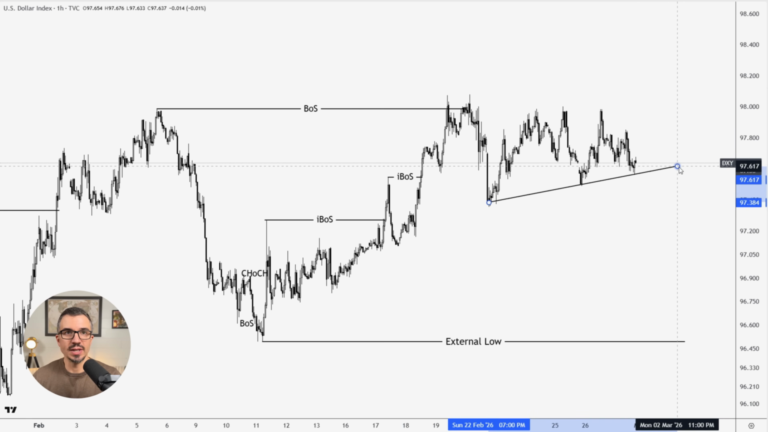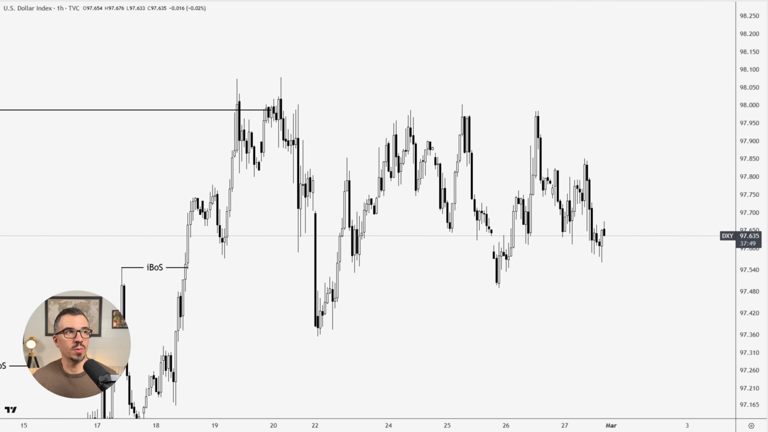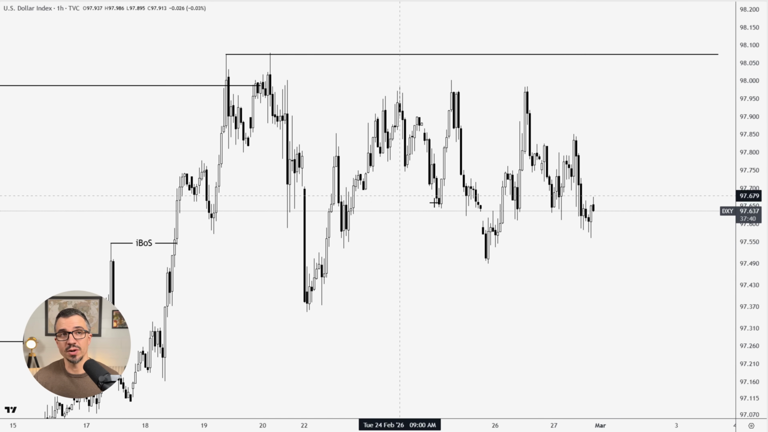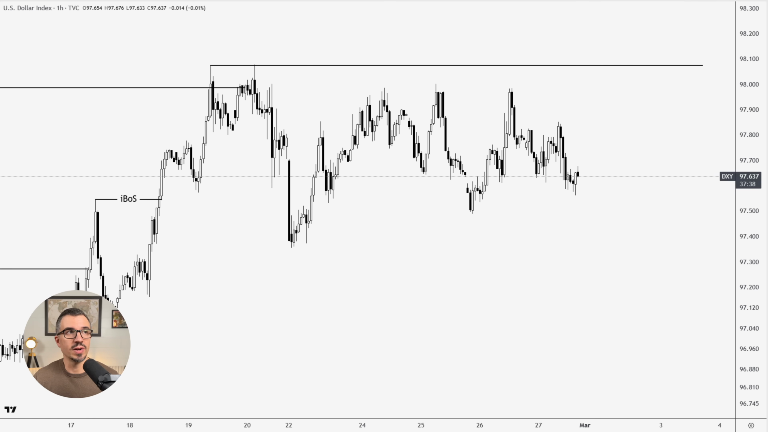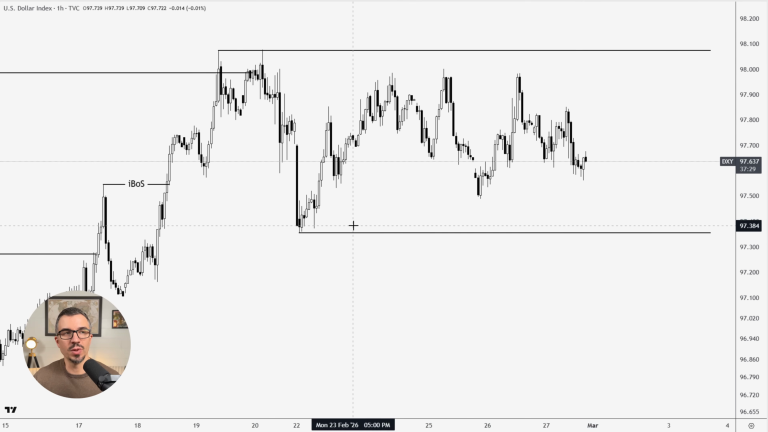I trade SMC. So what I'm looking for here, if we move in, this high up here is going to be the one to watch. If we just make this really simple, this high up here in early March is going to be the one to watch, right around 98.07. And then this low down here is also going to be the one to watch.